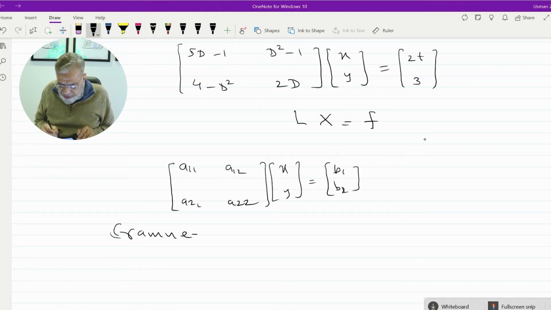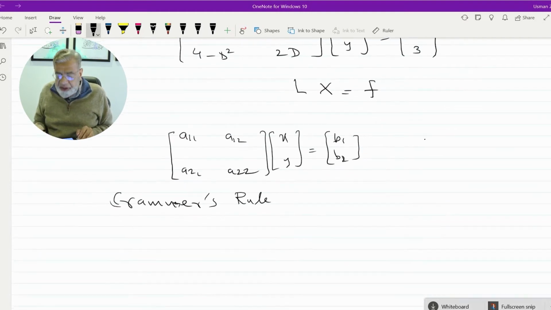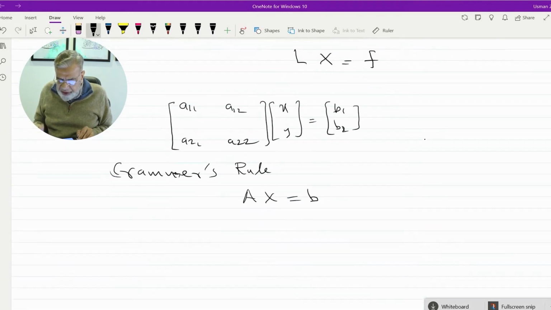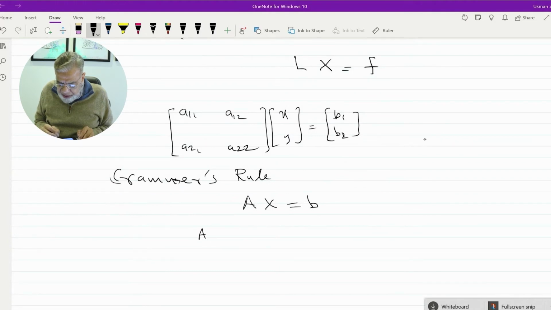We will be using this one, Cramer's rule. In Cramer rule, we have the determinants. We write this matrix as A x equal to B. So I have three determinants. Number one, we have the determinant of A. The determinant of A is the determinant of the coefficients A11, A12, A21, and A22.